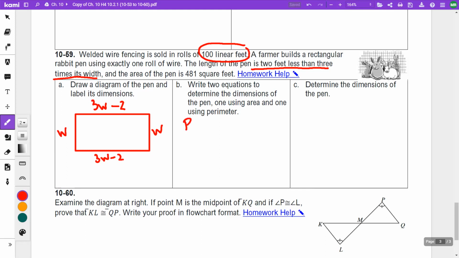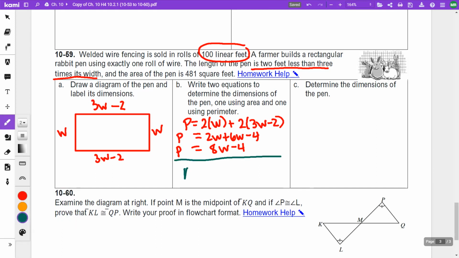So perimeter is going to be basically 2 times W plus 2 times 3W minus 2. And that's going to end up being 2W plus 6W minus 4. So that's going to end up being 8W minus 4. That's my perimeter. Okay, area. Area is going to be length times width, so it's going to be W times 3W minus 2. So that is going to be 3W squared minus 2W.